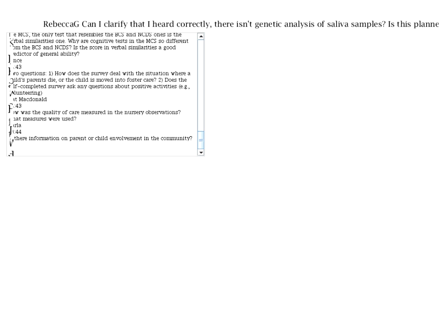And secondly, does the self-complete survey ask any questions about positive activities such as volunteering? There are questions about a variety of activities, and I don't think volunteering is included. But as I say, if you would like to see the age 14 survey questions, we can make them available for you.